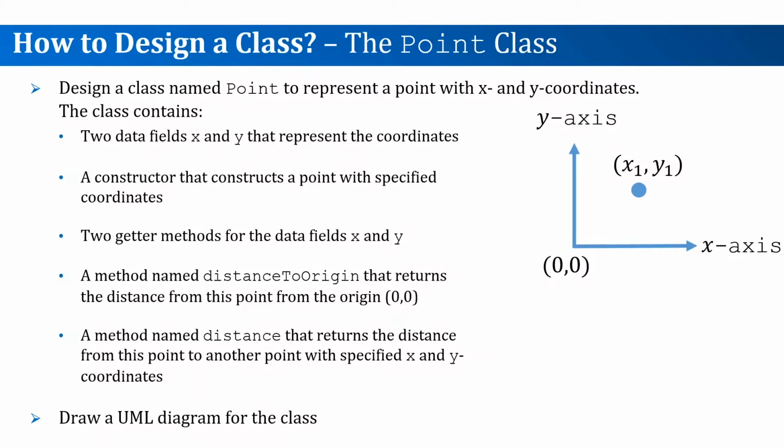So if you think about it, what do you want to know about this point? You have two fields, x and y, which you want to keep track of, right? The combination of x and y will represent the point in the space. You also have the constructor, which will help you build that point or that object.